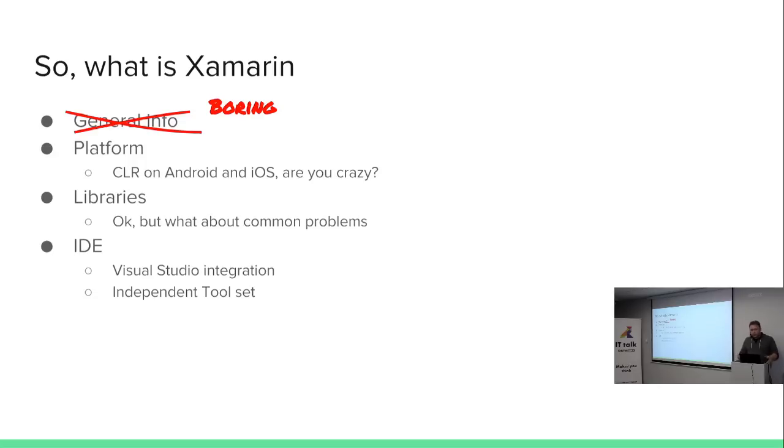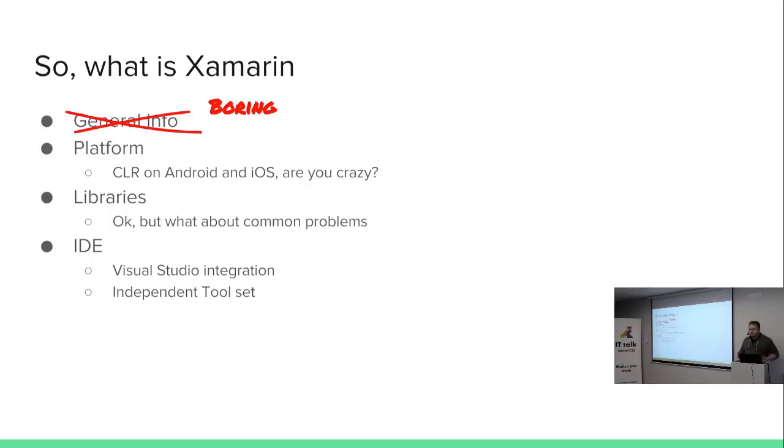So what is Xamarin? We will talk about this in just general information, which is boring from my point of view. Then we will talk about the platform. So how to get CLR on Android. Have a think about this. We have C#, which is compiled to an assembly, which runs on CLR. And there's the problem: in the Android world, we have Dalvik, which runs Android applications. From where should we take those assemblies to run? And we'll talk about the libraries, right?